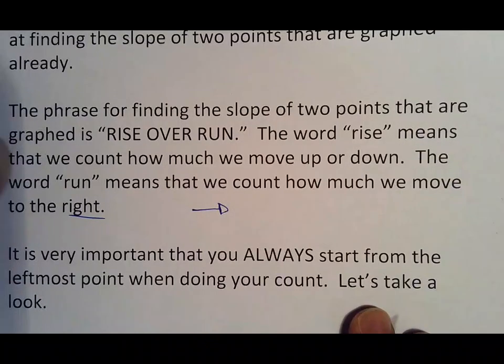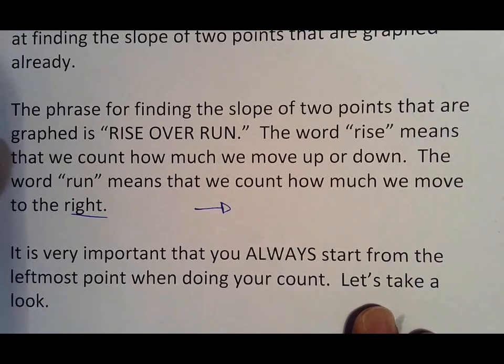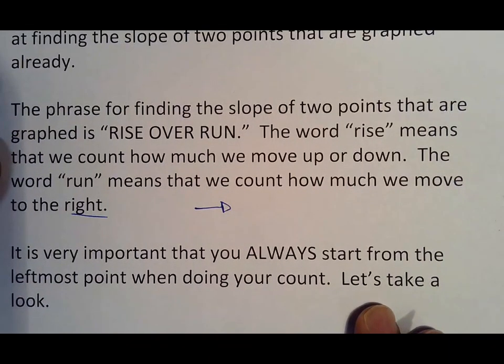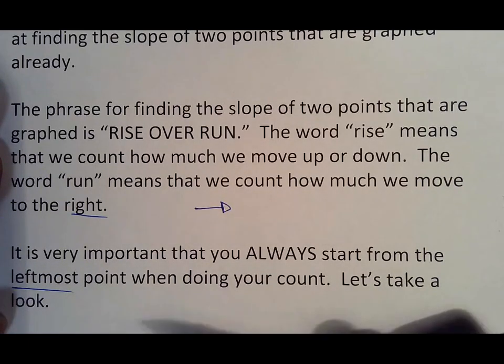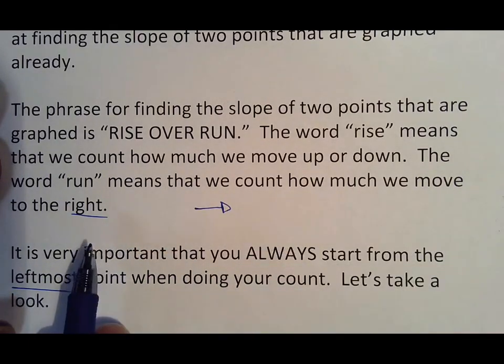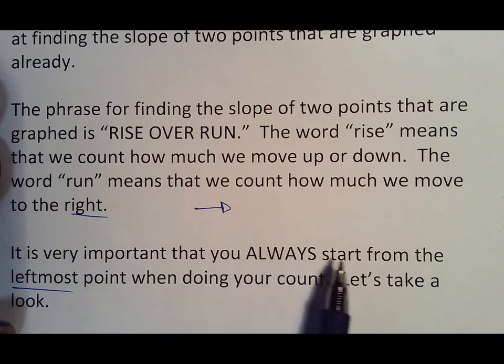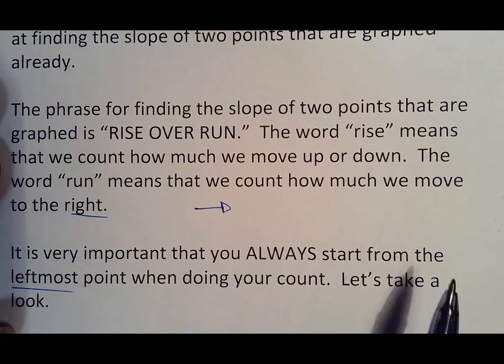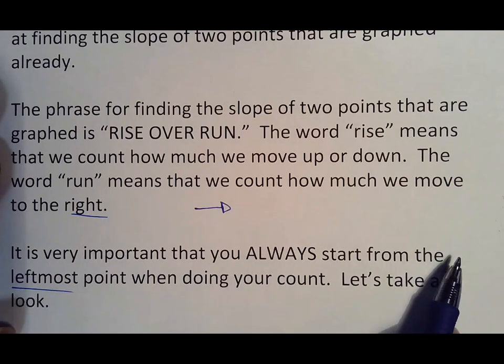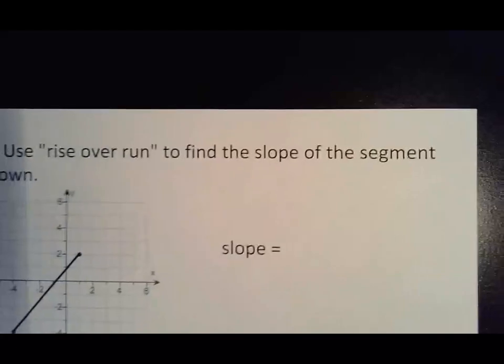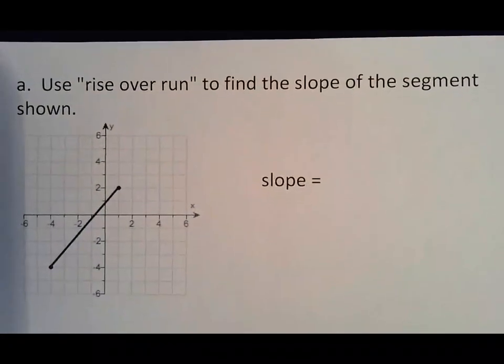It's very important, again, you always start from the leftmost point when doing your count. Again, you might want to jot that down too. Again, the leftmost point, which means the point that's furthest on the side. You want to run the same direction that you read, which means you'll always run this way. So you want to start at the beginning of the sentence and end at the end of the sentence, I guess, if that's the right way to say it. So anyway, use rise over run to find the slope of the segment shown.